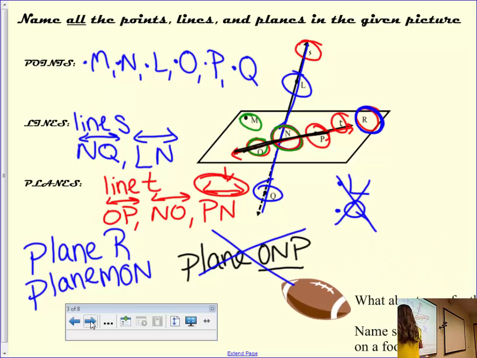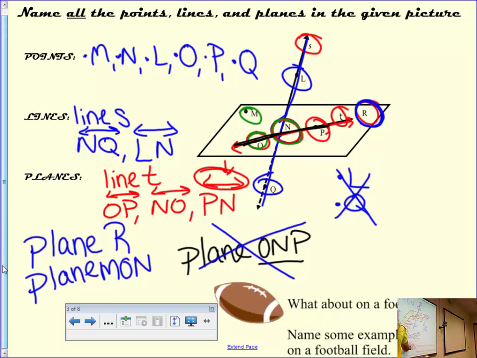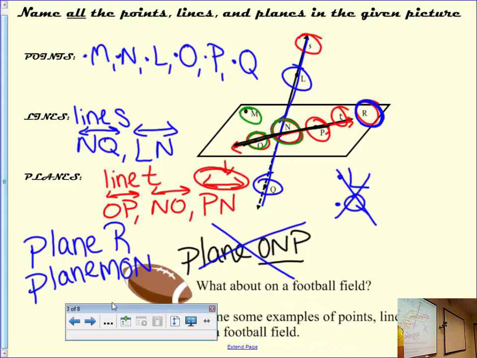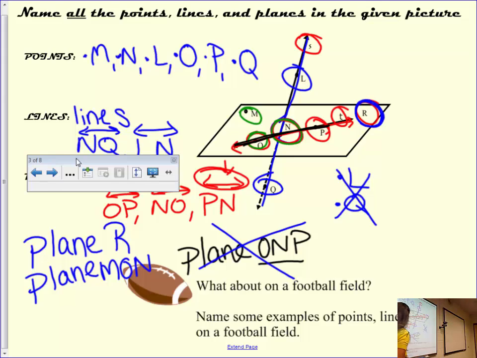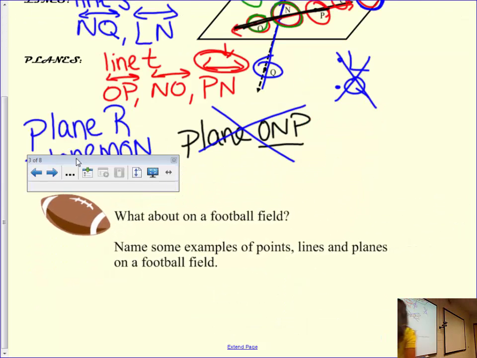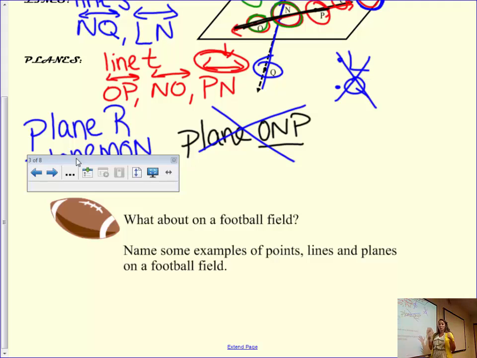Lastly, what I want you guys to do, extend the page, sorry. There we go. All right, so thinking about all these in the real world, there are points, lines, and planes everywhere. And it's coming up to football season because it's the fall right now. Let's think about where are points, lines, and planes on a football field. So what I would like you to do is name some examples and bring them into class so we can have a little discussion at the beginning of class about where you can find points, lines, and planes on a football field.